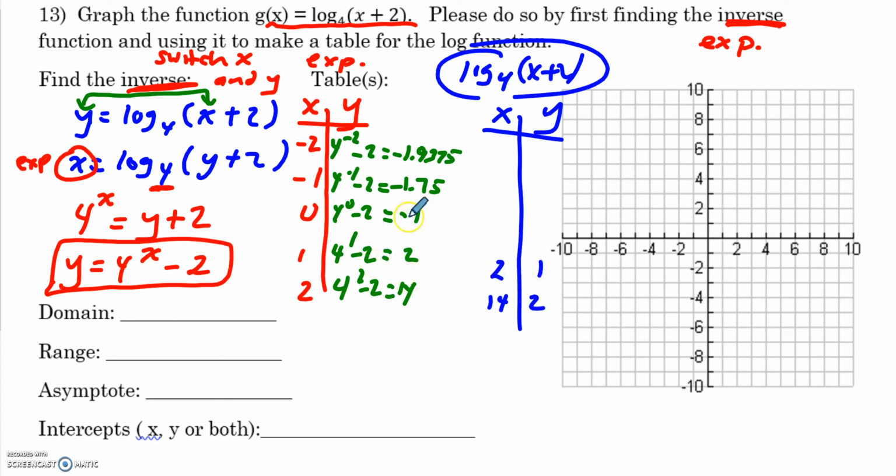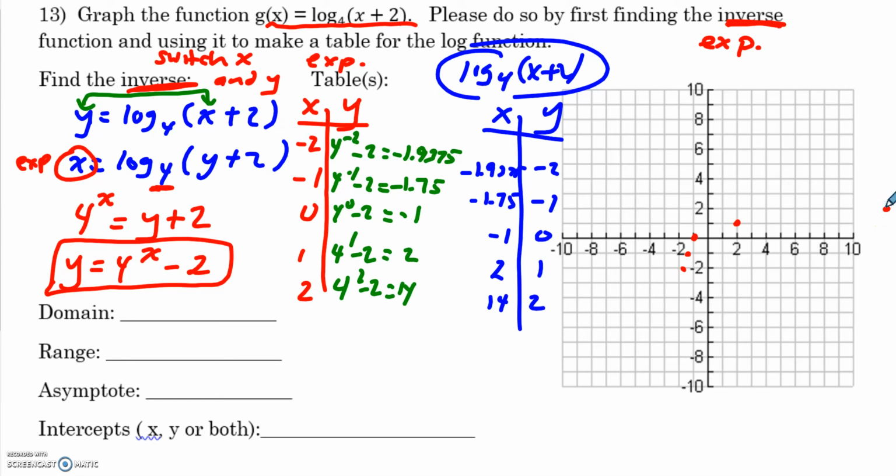This would become 2, 1, -1, 0, -1.75, -1, and then almost -2, but -1.9375, -2. And if I plot all of these points, I should get my logarithmic equation. -1.9375, -2 is almost -2, very close. -1.75, -1, -1, 0, 2, 1, and then 14, 2. Let's just do the best we can. 14, 2, probably around here.